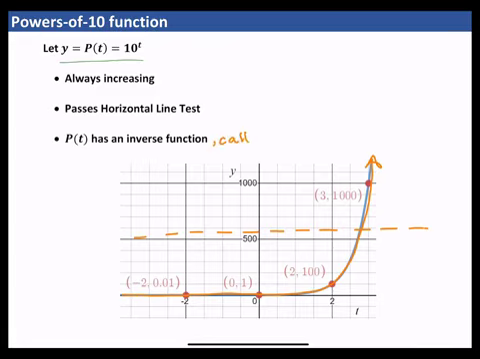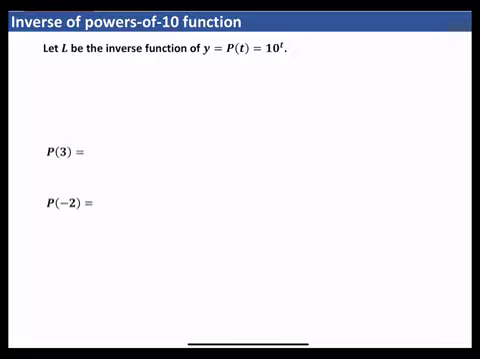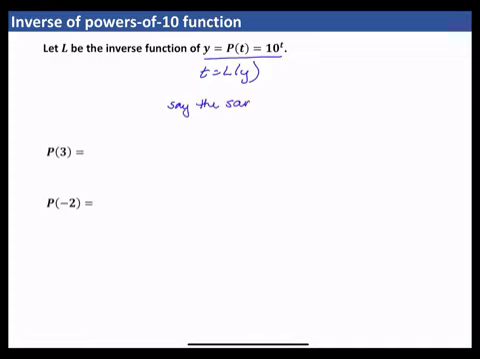That means we know there exists some other function, let's say L, that says the same thing as p, just from a different perspective. So let's take a closer look at what we mean. Let L be the inverse function of y equals p of t equals 10 to the t. Since L is the inverse of p, we know that writing y equals p of t and t equals L of y are equivalent, and they're just saying the same thing from two different perspectives.